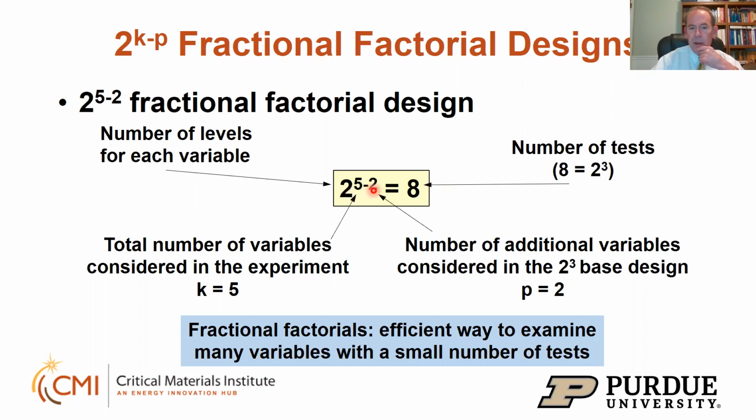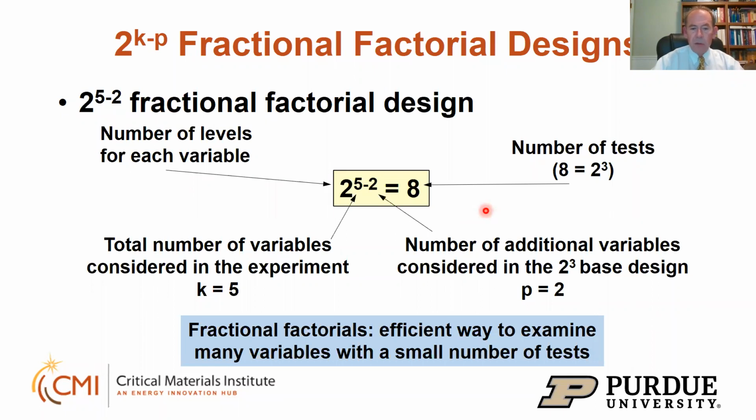If you look at 5 minus 2, that's 3. So 2 cubed, that's 8. That is the number of actual tests that we're going to run. The way that we're going to consider 5 variables and 8 tests without having to consider all 32 tests, that would be the case for a full factorial, is we're going to introduce these two variables into what we call the base design.